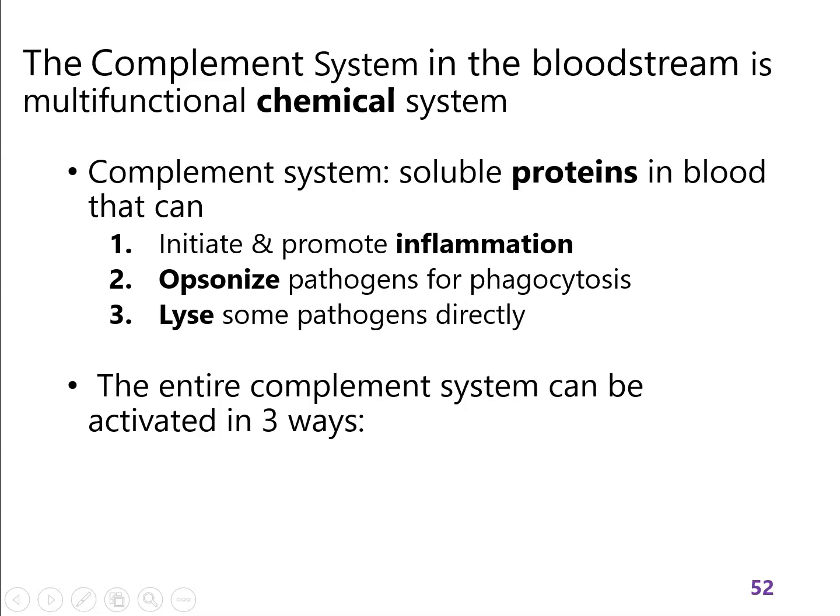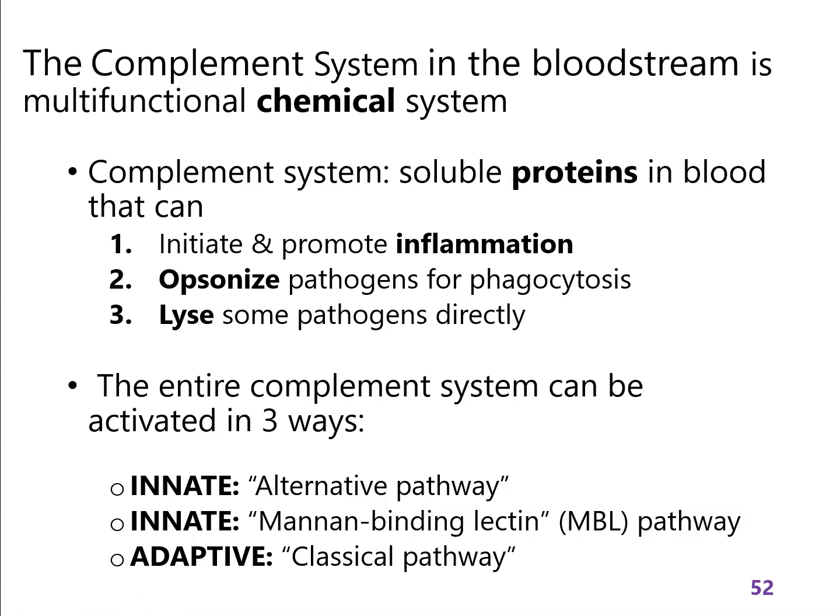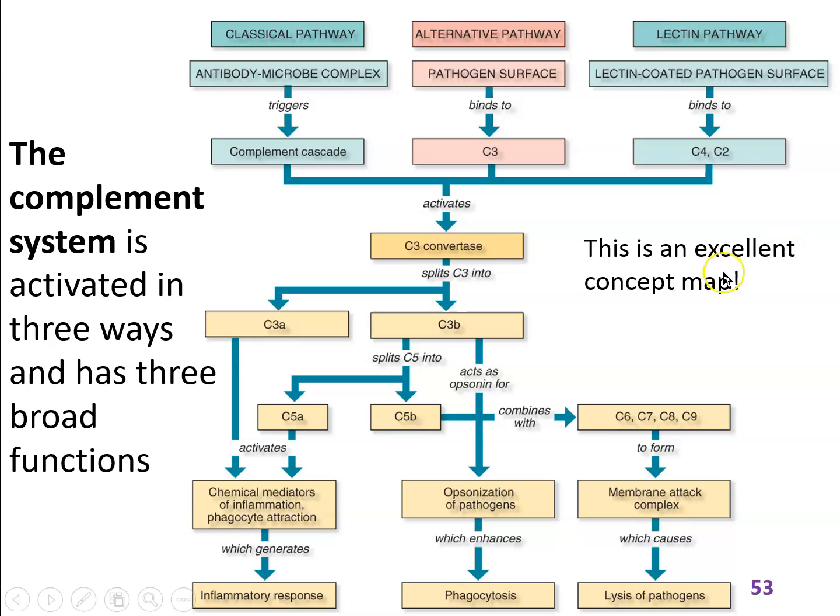And it can be activated in three different ways. I want you to know these three things it can do and the three ways it can be activated. One way is called the alternative pathway. It's innate. Another is the mannan-binding lectin pathway, which is innate. And the adaptive one, the classical pathway, is where it's initiated by antibodies. So that's definitely adaptive.